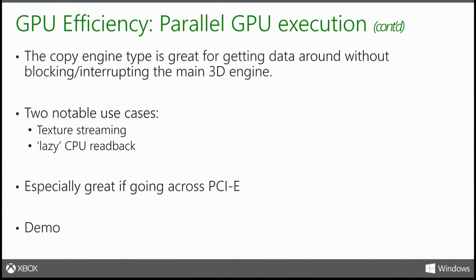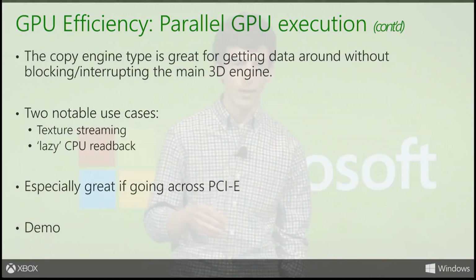So for example, texture streaming, if you know that in 10 seconds from now you're going to need to access a new texture, or even if you know, hey, I want a new texture now, but it doesn't have to be immediate. I can wait a little bit. The copy engine allows your app to basically stream in copies from either system memory or within the main GPU without blocking the 3D engine.